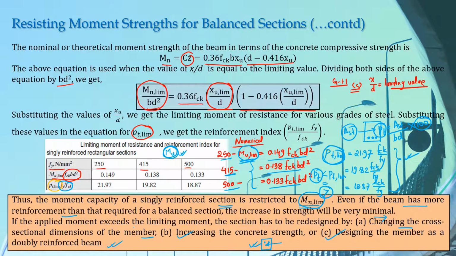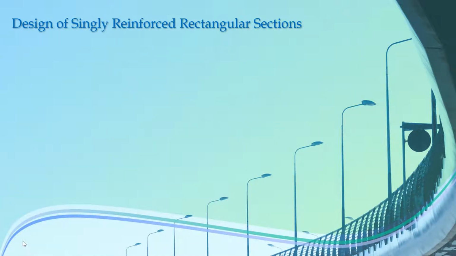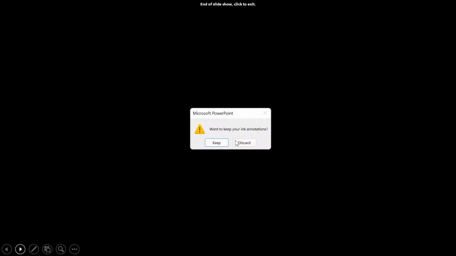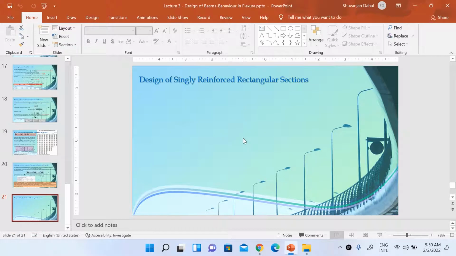So this brings us to the end of the analysis of singly reinforced sections. In our next chapter, we will begin with the design of singly reinforced rectangular sections, but before that, we will have 2 classes relating to tutorials for this analysis portion. So we will meet again in our next tutorial class.